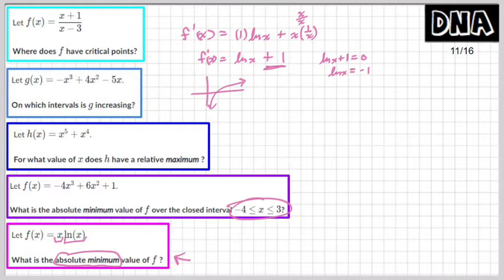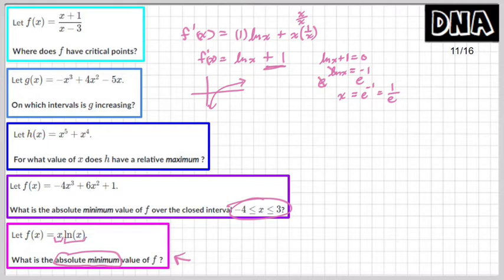All right, where does natural log of x equal negative 1? Let's get the x out of the natural log by raising both sides to base e. And then I get x, because base e and natural log are inverse functions. And then I have e raised to the negative 1, which also equals 1 over e. Okay, 1 over e is a critical value.